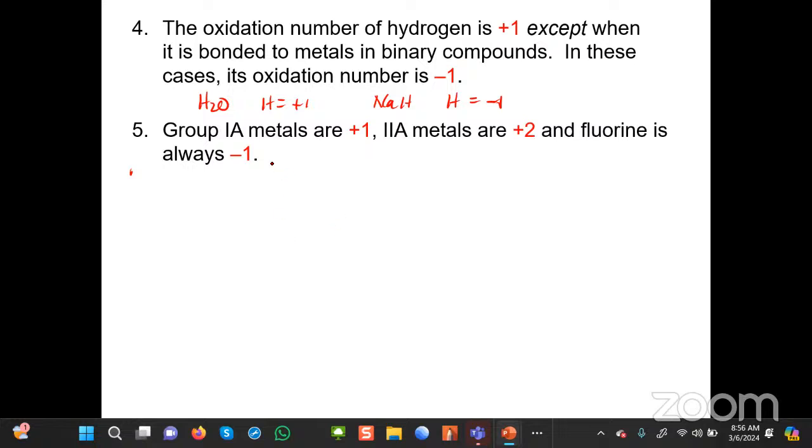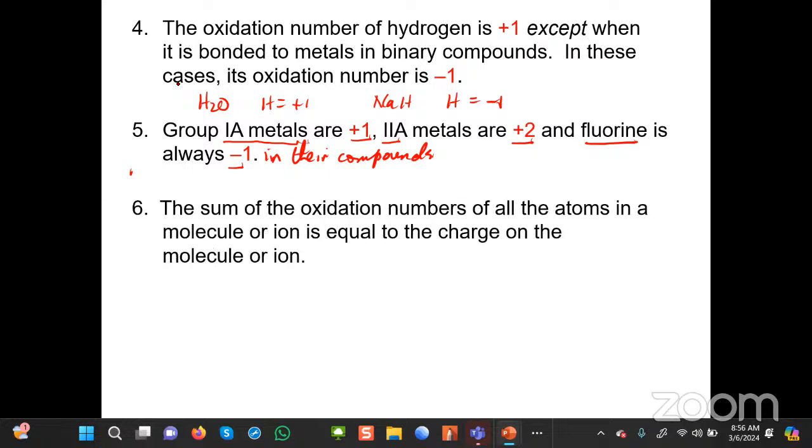I should add a little statement here, in their compounds. So make a note of that, please, in their compounds. What I'm saying here is that any compound which contains group 1A metals, their oxidation number is +1. Any compound that contains group 2A metals, their oxidation number is +2. And any compound that contains fluorine, its oxidation number is -1, all right? So that's another rule that you need to keep in mind.